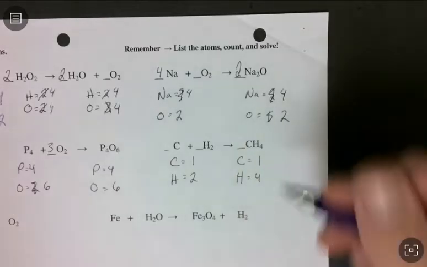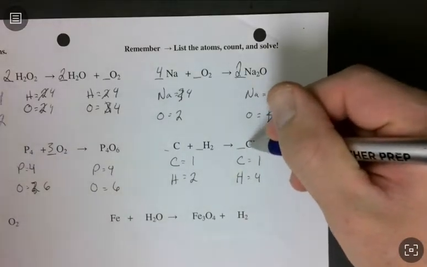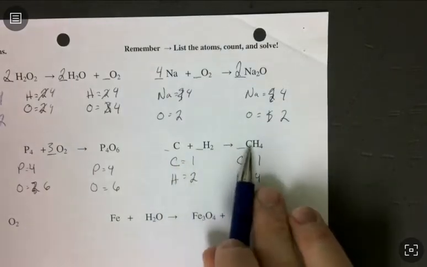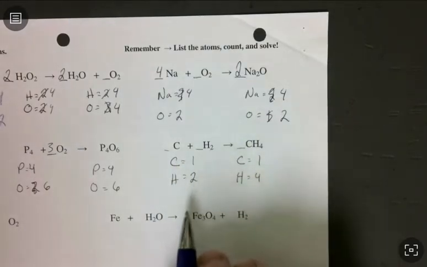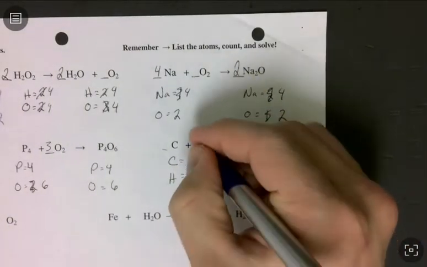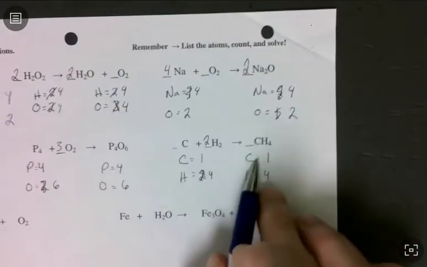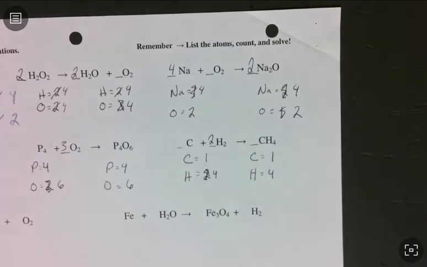So in this case, is there something that I can add here to make these balanced? But if I look, the carbons are already balanced, so I don't want to add anything here. I just want to add to where it's not balanced. That would be in the hydrogen. So if I add a 2 here, 2 times 2 is 4. I would recount that. Now I have 1 carbon and 4 hydrogens each to make that a balanced chemical equation.